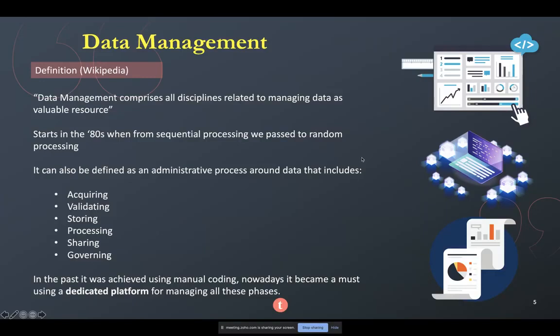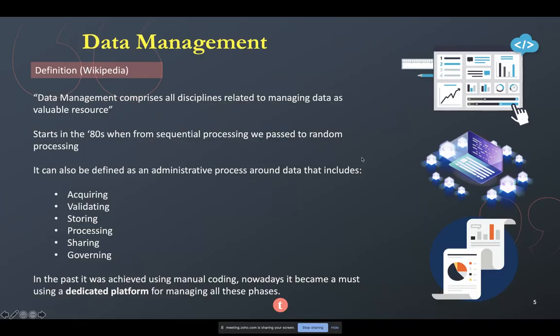Now, when we are talking about data management, we are talking basically about six main phases that can also happen in a different sequence. These phases are fundamental to understand the architectures that you can have in data management. So you have the acquisition, the validation, the storage, the processing, the sharing, and the governance of your data.